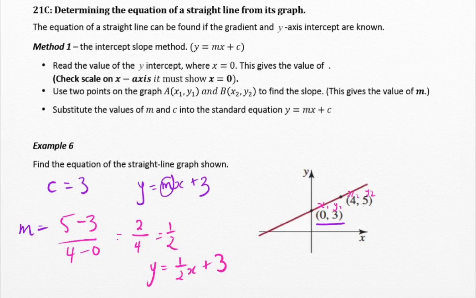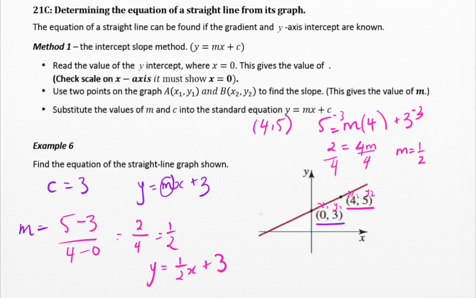The other way to do it is to substitute in the other point, 4 and 5, into this equation and rearrange for m. So I'm just going to do it in the little space that I have here. The coordinate I'm substituting in is 4 and 5. So that means when y is 5, x is 4. So all I have to do is rearrange. Take 3 over. So 5 minus 3 is 2. And m times 4 is just 4m. And then divide both sides by 4. m will equal 1/2. So those are the two different ways that you can find your m, given that we already know what c is.